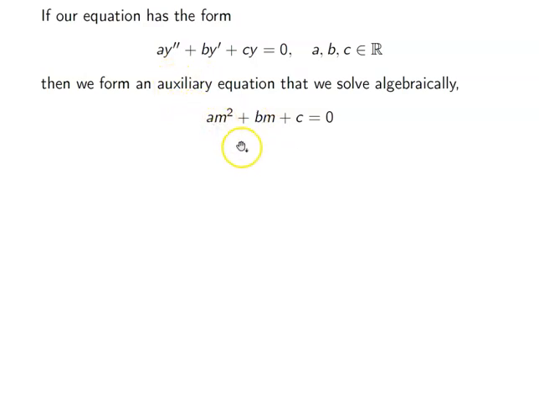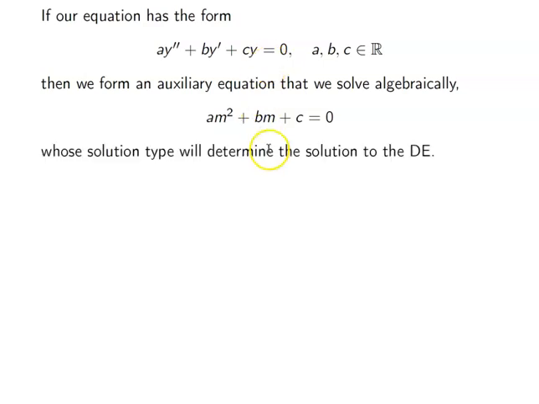Okay, so I would substitute my y prime with m, and y double prime with m squared. Y completely drops out. Now the solutions to this quadratic are not the solutions to the DE, but they help me to form the solution to the differential equation. So we break this down into three cases, depending on what solutions we have here.